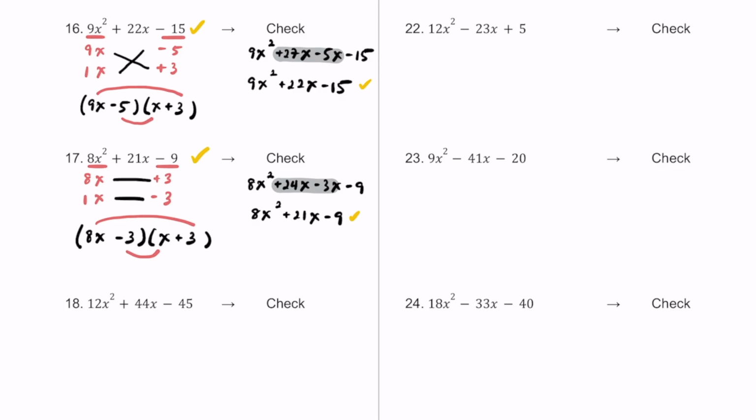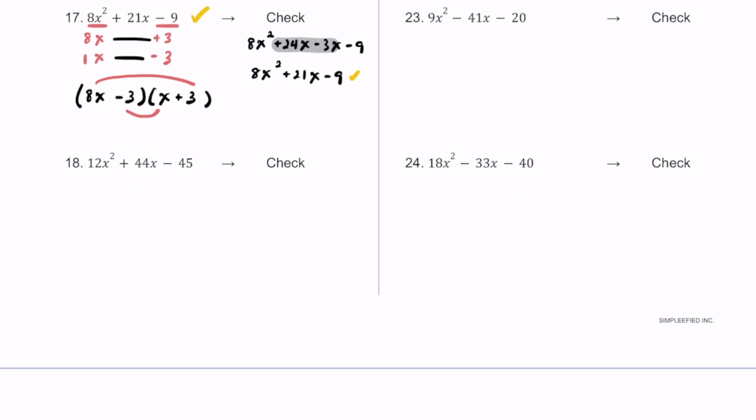Last one of these types, where all our b values are positive and our c values were negative. For 18, we have 12x squared plus 44x minus 45. Now 12 has a lot more factors, but I'm going to start with a 4 and a 3. And then 45 also has a bunch of factors, but I'm going to start with maybe a 9 times 5 to get 45. And I'm going to make this one negative, this one positive, and let's go from there. This is negative 36 and positive 15, which combine to make negative 21, not what we want.